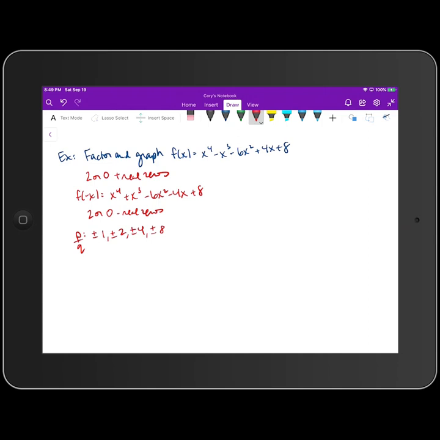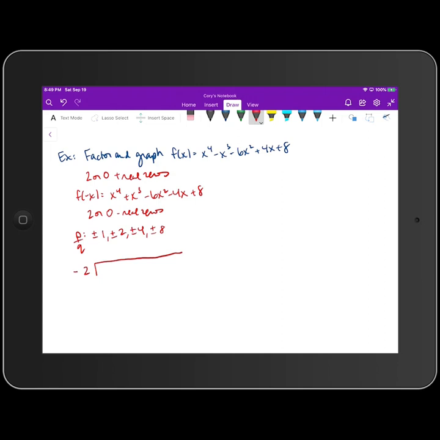Okay, so I'm going to pick the 0 of negative 2, and I'm going to do that for a specific reason. And I'll explain why in a second. Okay, so we're going to do synthetic division with negative 2.